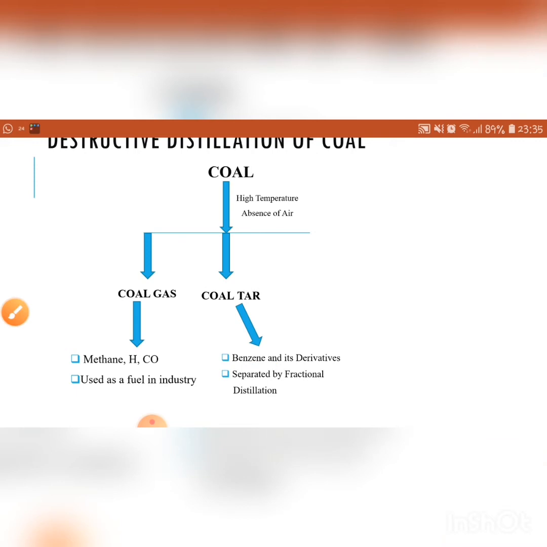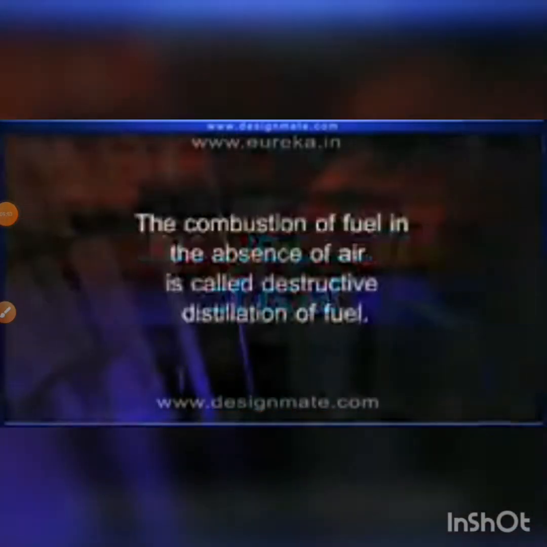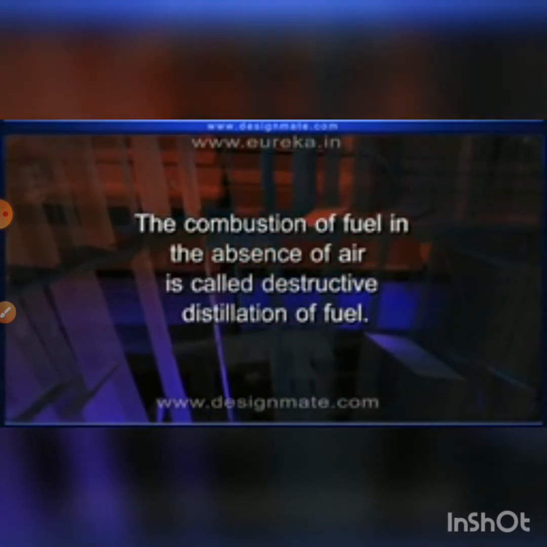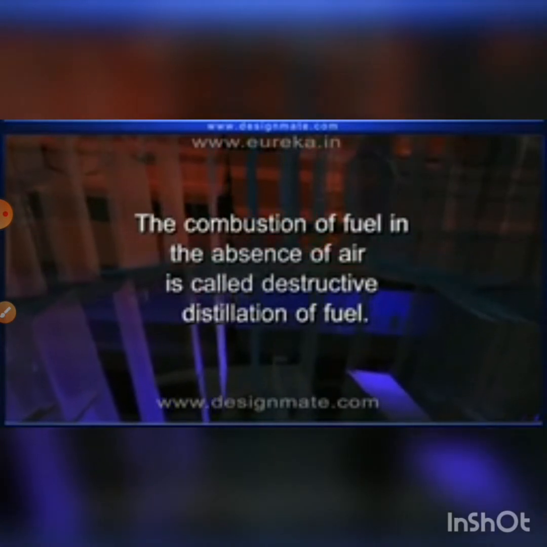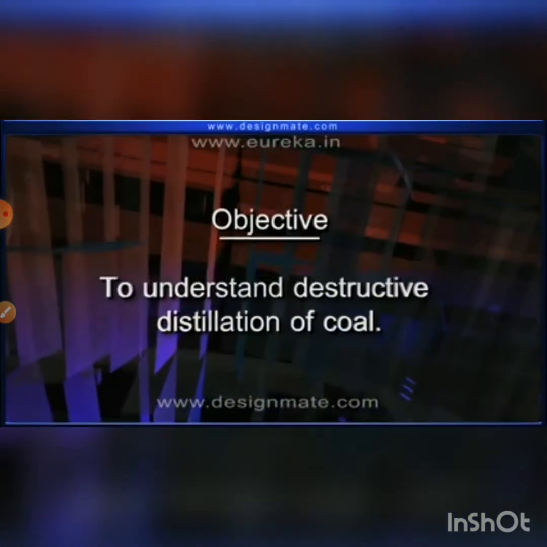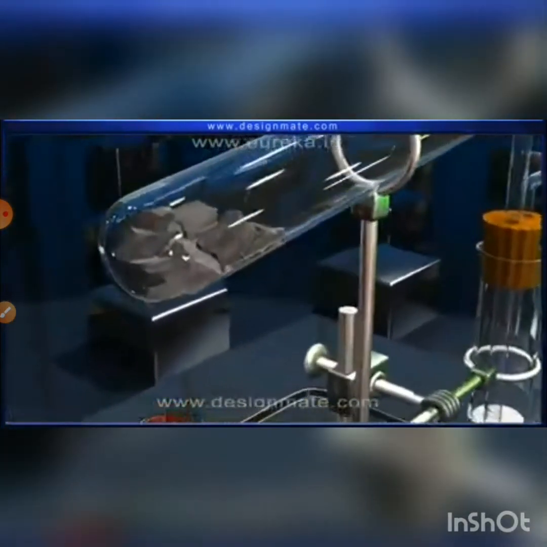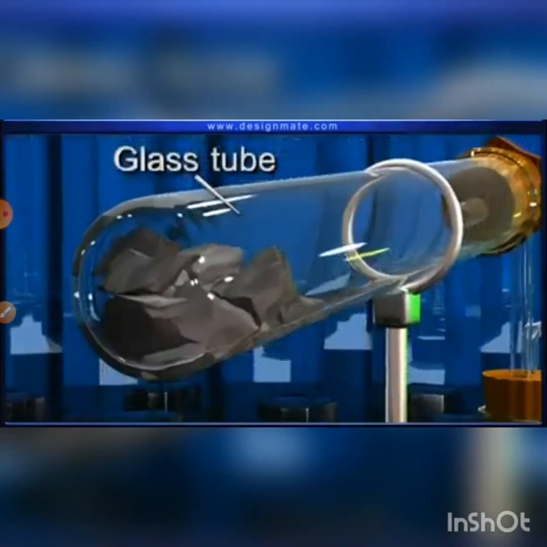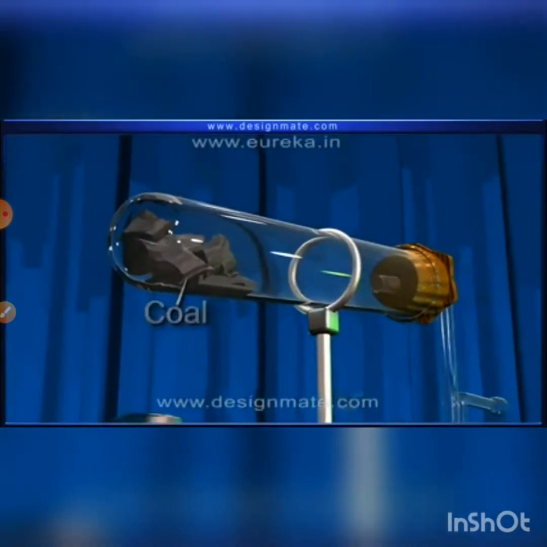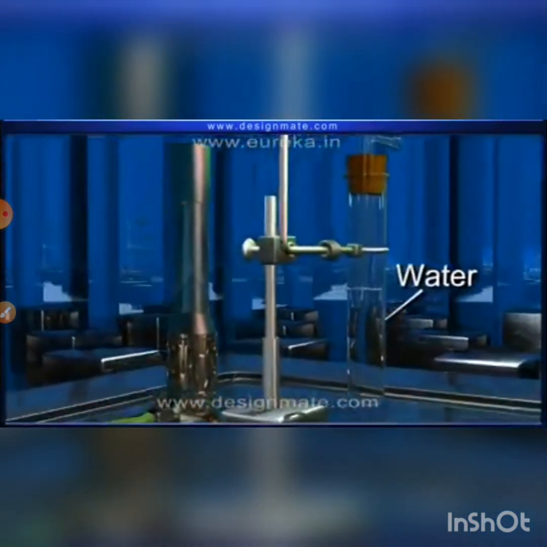The heating of coal in the absence of air is called destructive distillation of coal. Objective: to understand destructive distillation of coal. Arrange the apparatus as shown. The horizontal glass tube contains some crushed pieces of coal, while the vertical glass tube is filled with some amount of water.